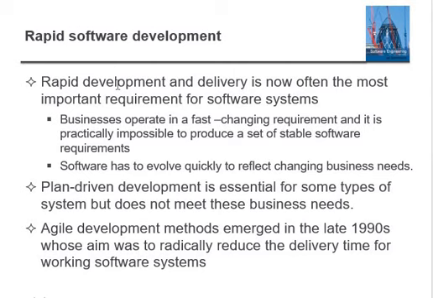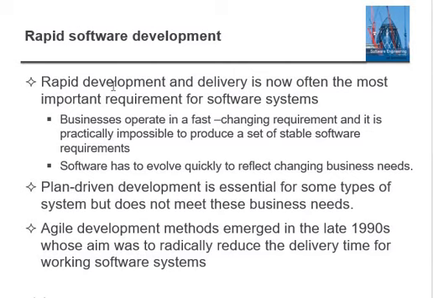Businesses operate with fast-changing requirements, and it is practically impossible to produce a set of stable requirements. As we have seen with software engineering practices like the waterfall model, we identified when to use it: when the requirements are much clearer. But nowadays we cannot say that the requirements will be fully given to the developer, like: okay, this is my requirement and you have to develop it like this. This is very much less feasible.